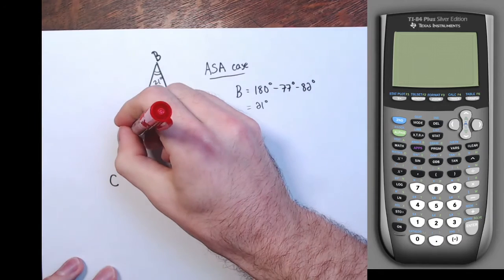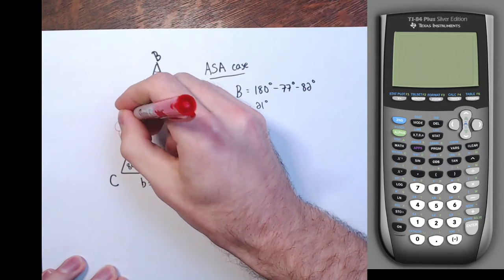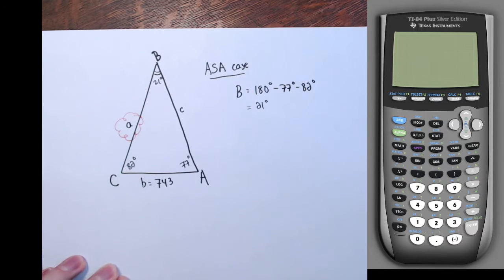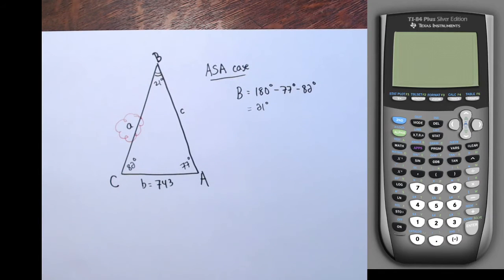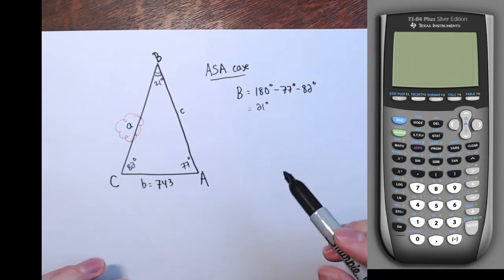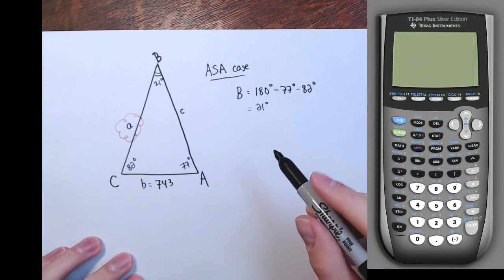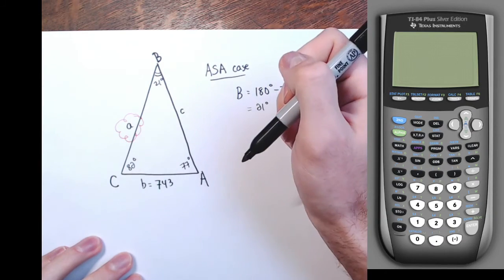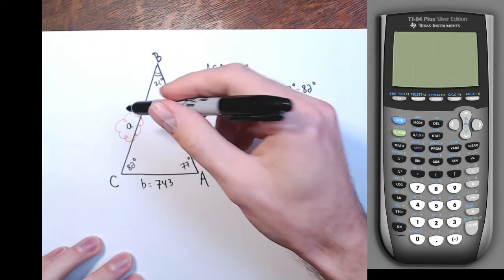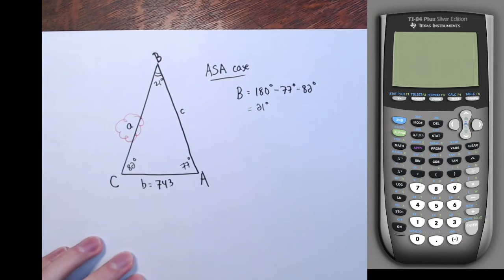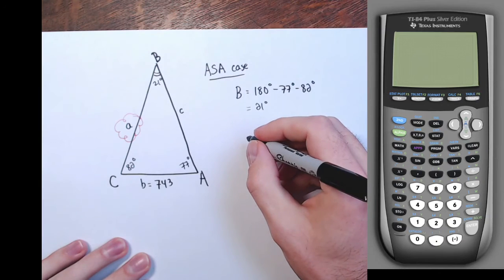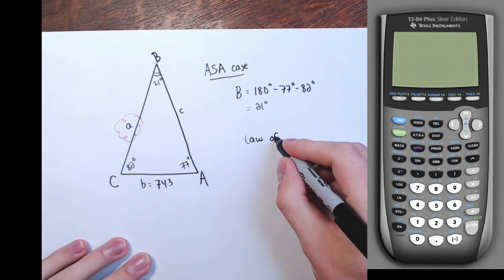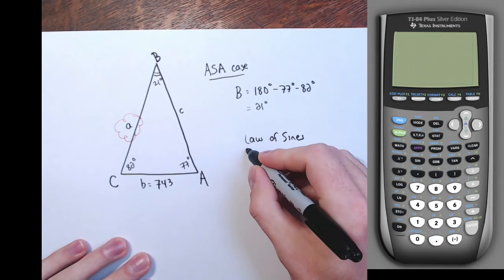They're asking for this value. They want side A here, the distance from base C to this plane in the sky at that point. Well, I know angle B, I know side B, and I know angle A. I'm just trying to find side A. So I'm going to use the law of sines here. It's the angle side angle case, so I can apply the law of sines.